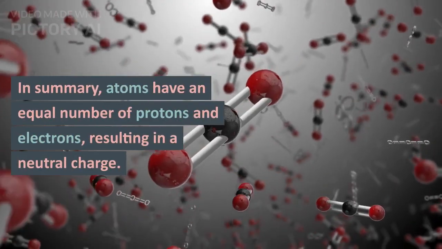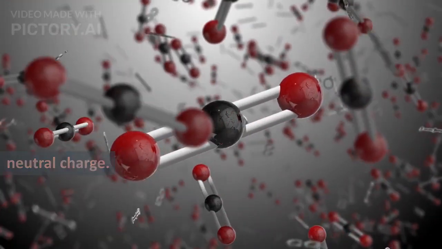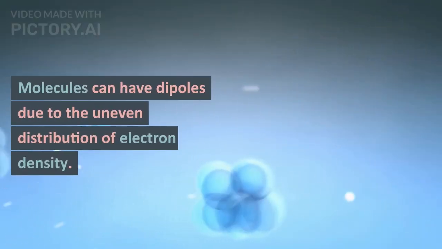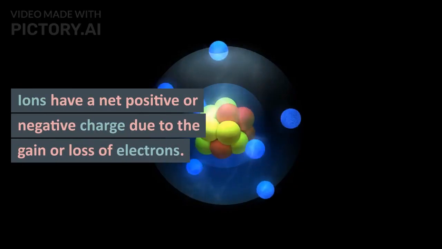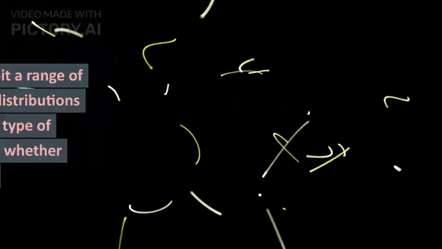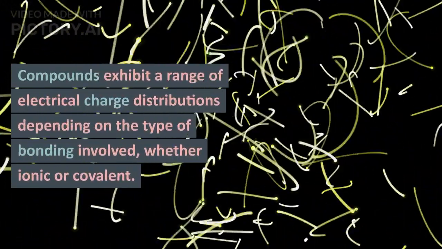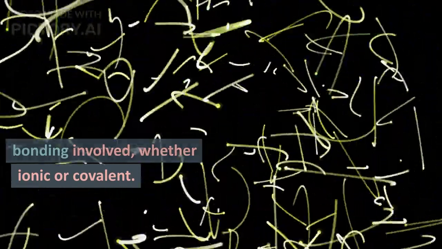In summary, atoms have an equal number of protons and electrons, resulting in a neutral charge. Molecules can have dipoles due to the uneven distribution of electron density. Ions have a net positive or negative charge due to the gain or loss of electrons. Compounds exhibit a range of electrical charge distributions depending on the type of bonding involved, whether ionic or covalent.